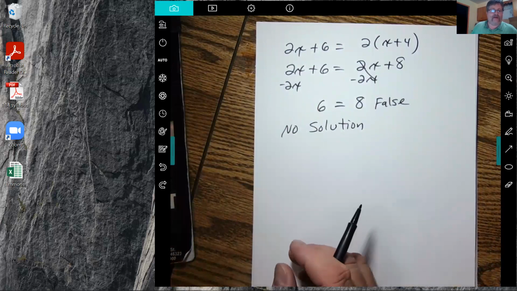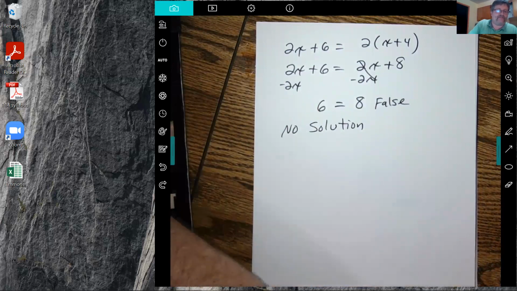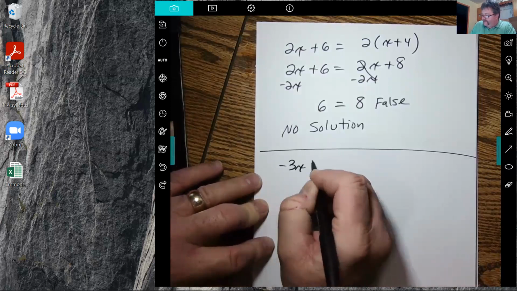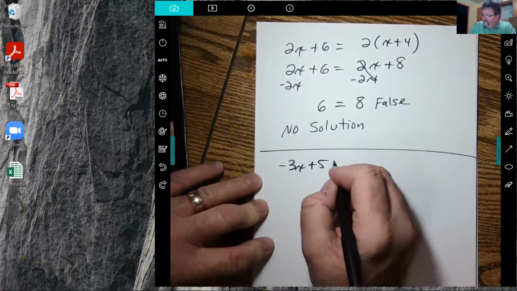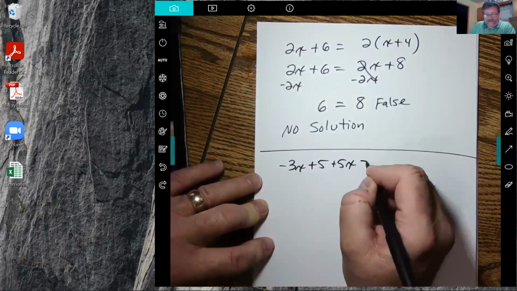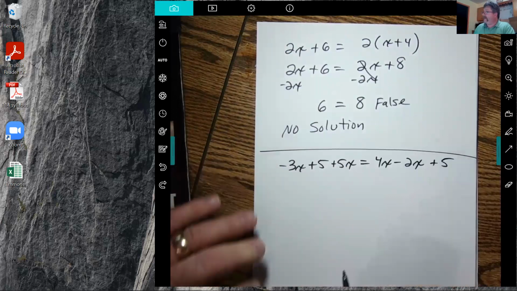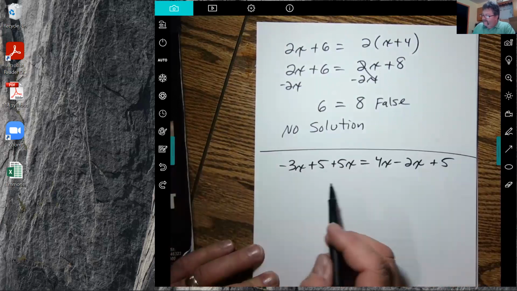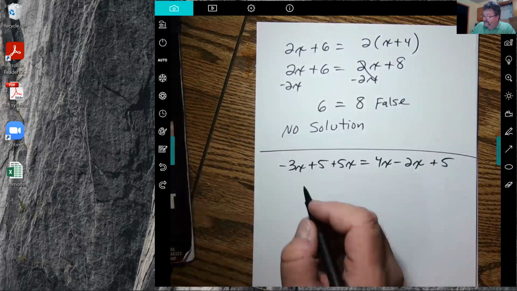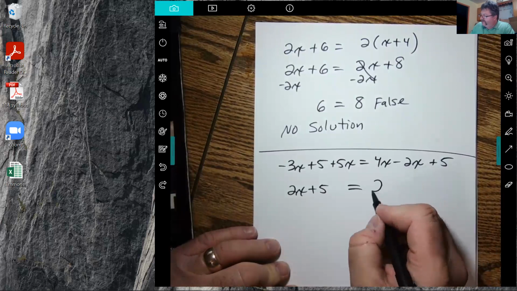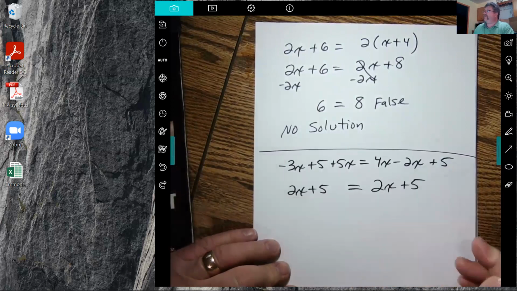The other extreme case, if I had something like this: negative 3x plus 5 plus 5x. There's no indication it's going to be trouble right now because it's kind of messy, but once we simplify it out here, combine my like terms, negative 3x and a positive 5x will give me 2x plus 5 equals, and over here, look, I also have a 2x plus 5.